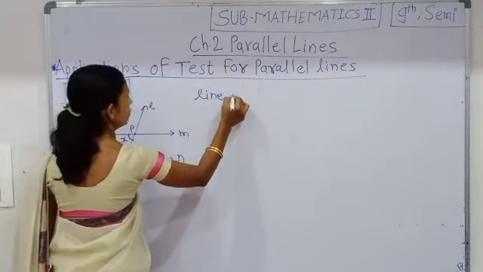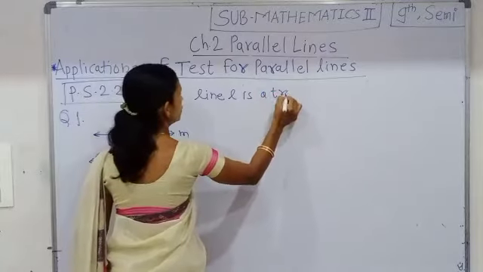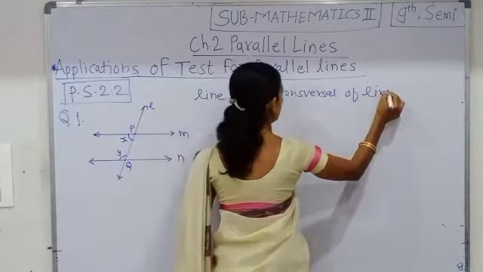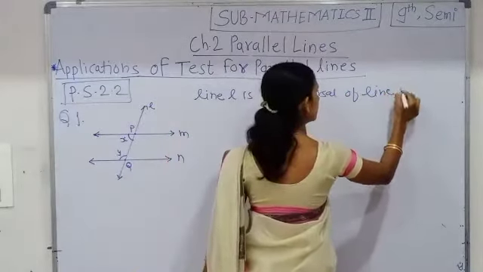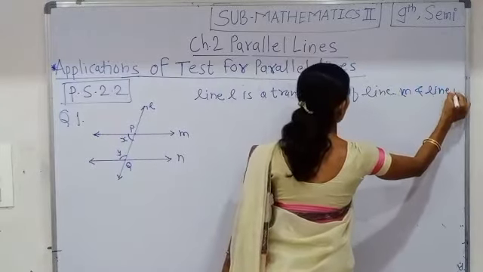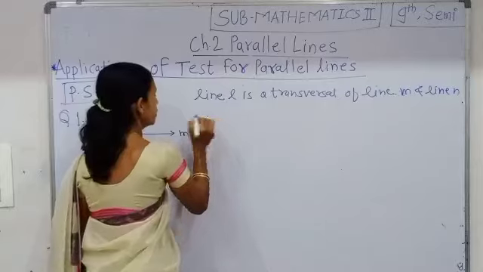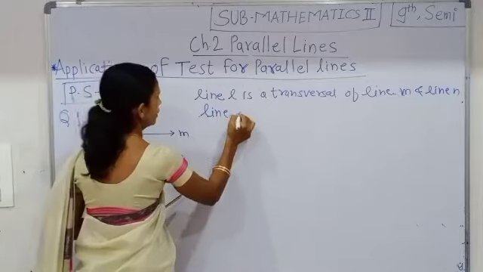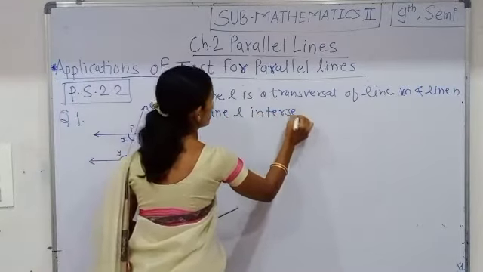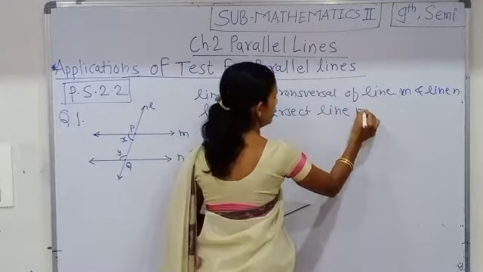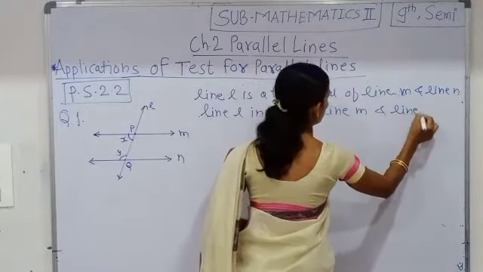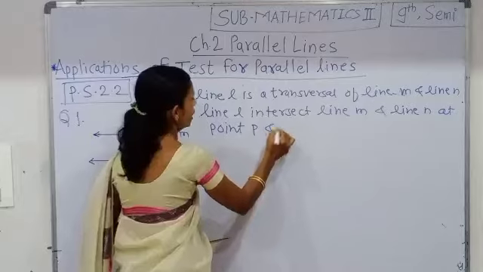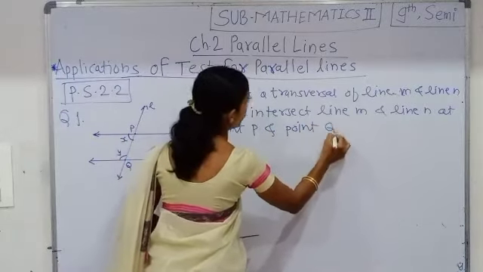See here, line L is a transversal of line M and line N, and line L intersects line M and line N at point P and point Q respectively.